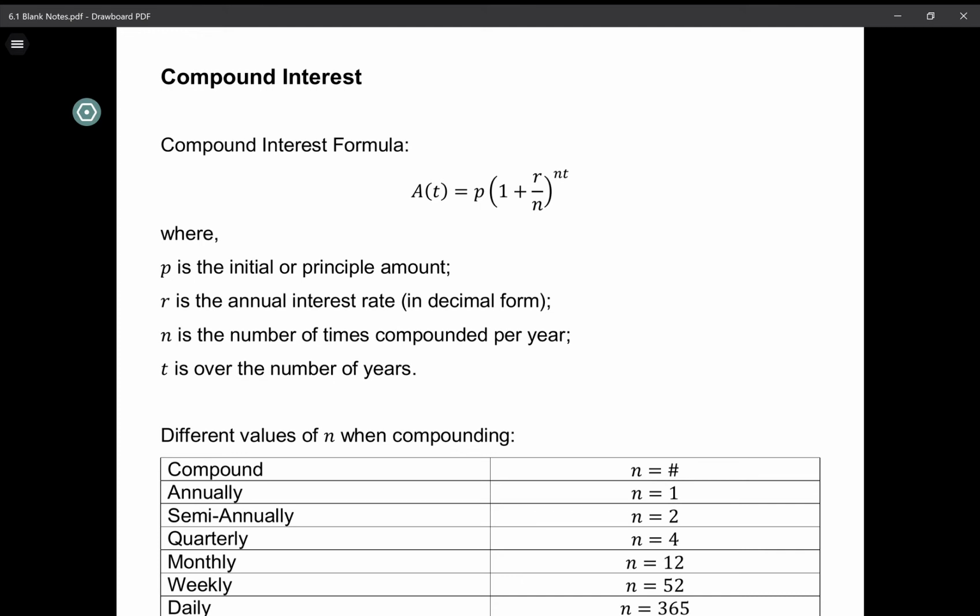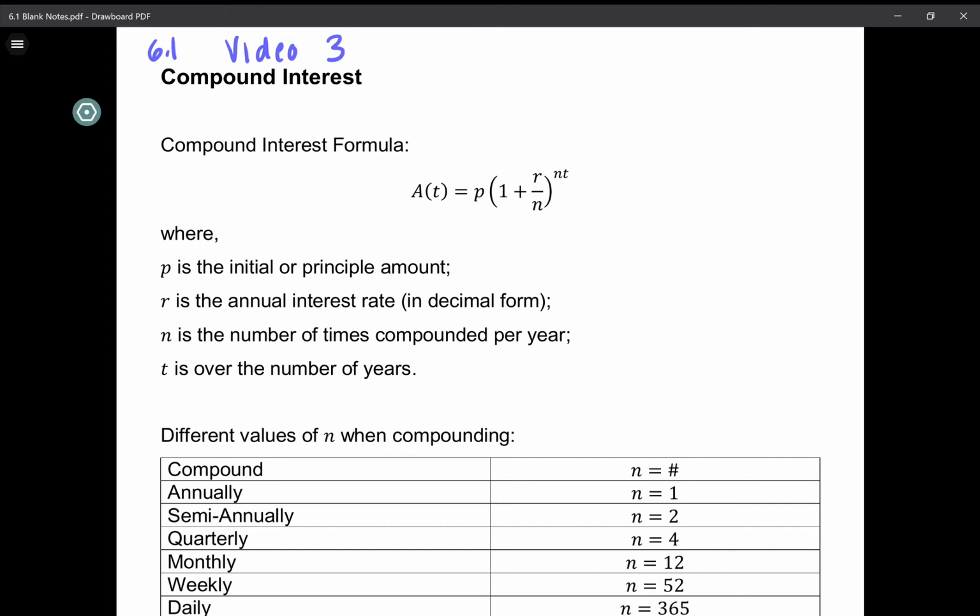All right, this is our last video for section 6.1. So this is video number 3, and we're going to talk about compound interest. So this is interest that's compounded more than just one time per year at the end of the year.